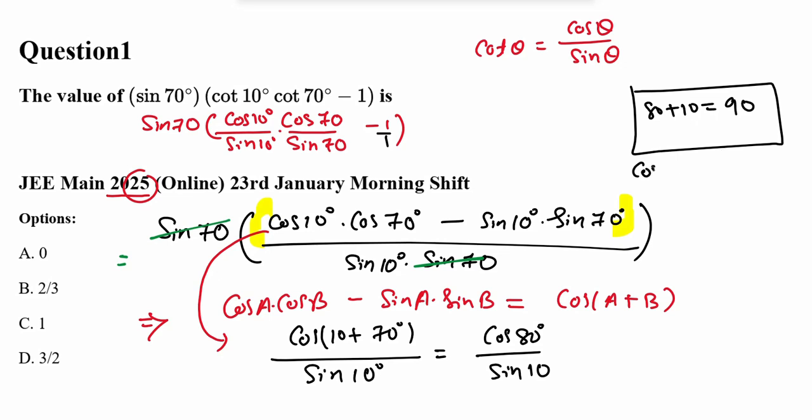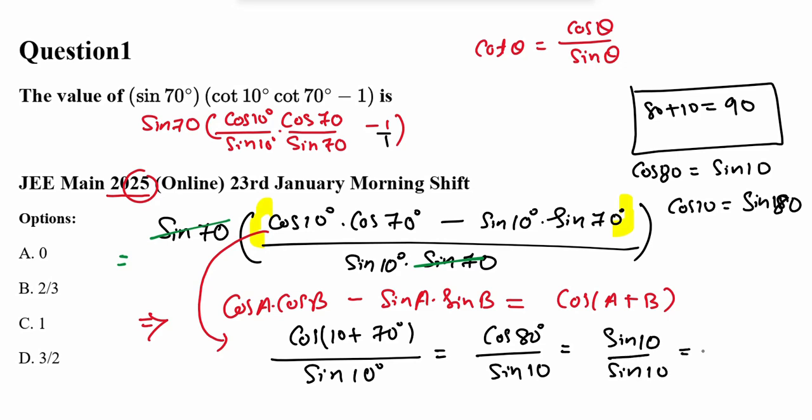So therefore cos of 80 will be equal to sin of 10, or cos of 10 will be equal to sin of 80. Okay, so therefore this will be sin 10 upon sin 10, and that will be equal to how much? 1. The answer is option C. Okay, thank you so much.